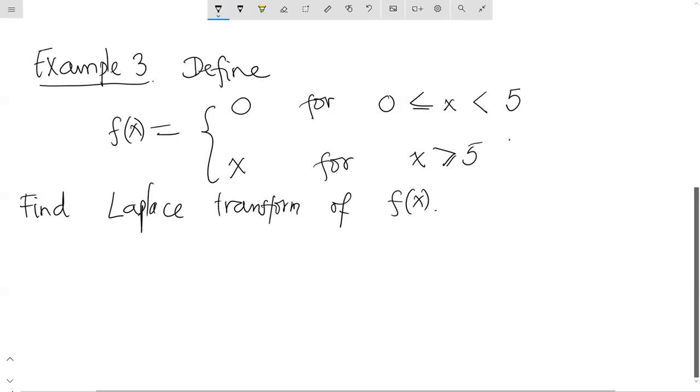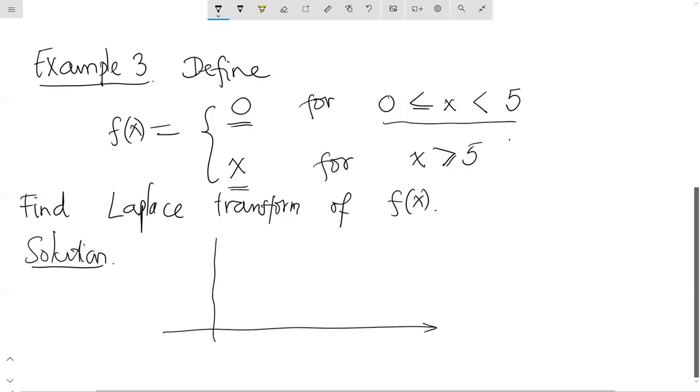Now note that the function has two different formulas, 0 and x, on different intervals of x. For x between 0 and 5, the function is just 0. But for x between 5 and infinity, the formula is x. So to see what is going on, it is probably a good idea to sketch the graph of this function. You should try yourself here.